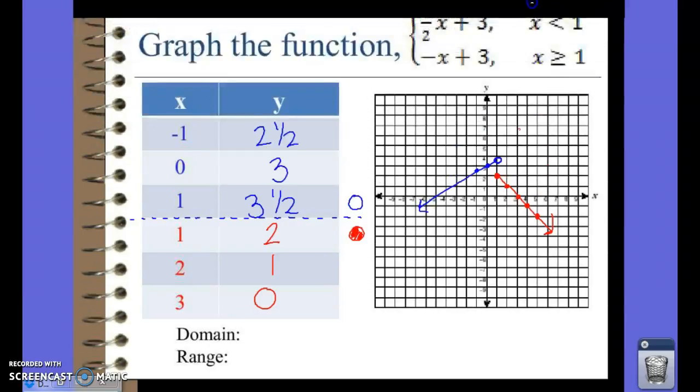What does that do to the domain of my function? What does that make it?